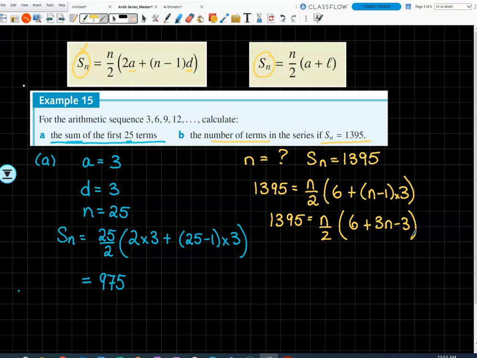For some of you, you might be going, I'm not a fan of this divide by 2 here. The fraction is irritating me. Well, let's get rid of it. How do I get rid of a divide by 2? Times by 2.